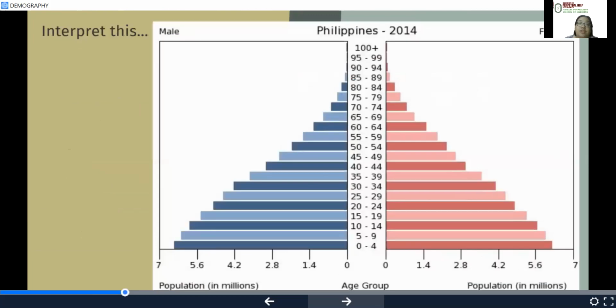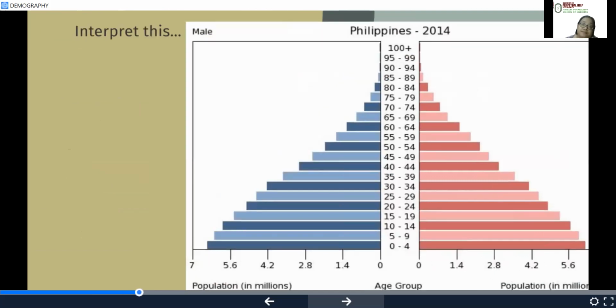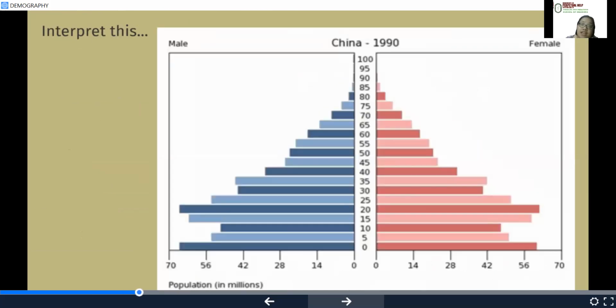So interpret this. This is the Philippines age sex pyramid for 2013. So there are a lot of young people, expanding population, such that 2000 it's a stage 1 age sex pyramid. Same way in China, 1990. So still resembles a stage 1 age sex pyramid, but you could surmise what happened around 5 to 10 years ago to affect children 5 to 10 years old.